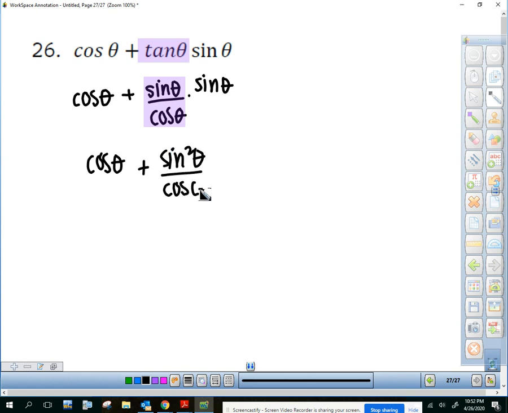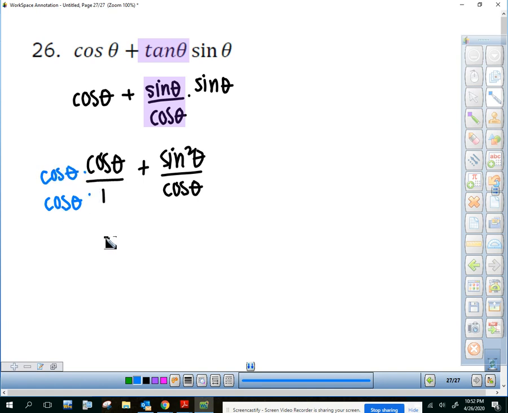Now we've got two terms being added, one of which is a fraction, and we know to add fractions you have to have a common denominator. Right now the denominator of this term is an understood 1. So to get a common denominator, I could multiply that by cosine in the numerator and denominator.